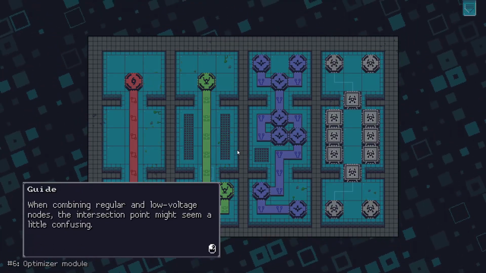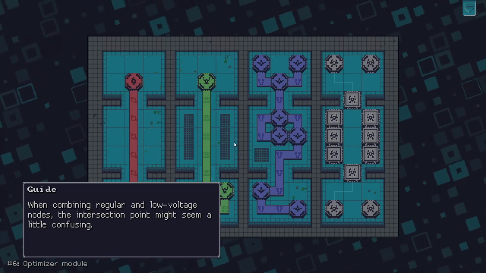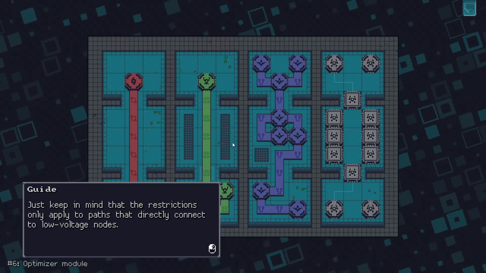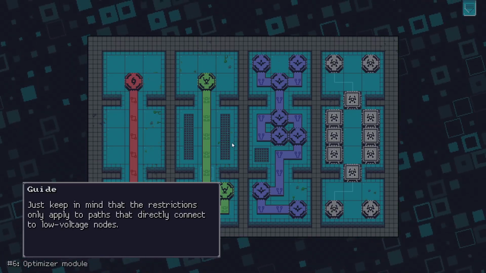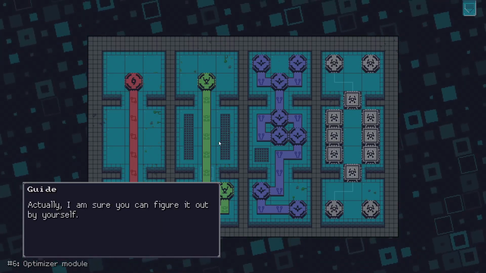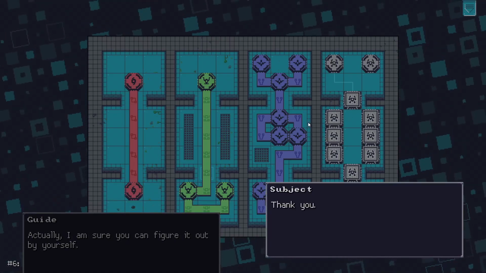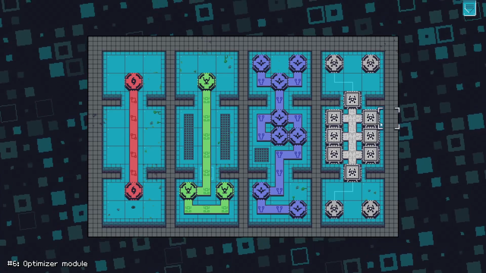Yes. When combining regular and low voltage nodes, the intersection point might seem a little confusing. Just keep in mind that the restrictions only apply to paths that directly connect to low voltage nodes. Sure, of course. Which means the middle... Actually, I'm sure you can figure it out by yourself. Thank you. Subjects getting tired of guidance. So yeah, middle's fine there.